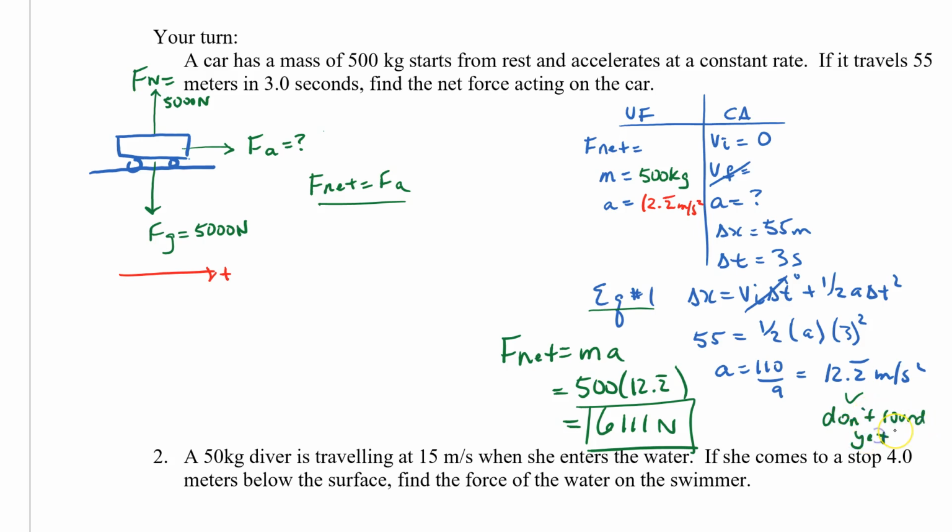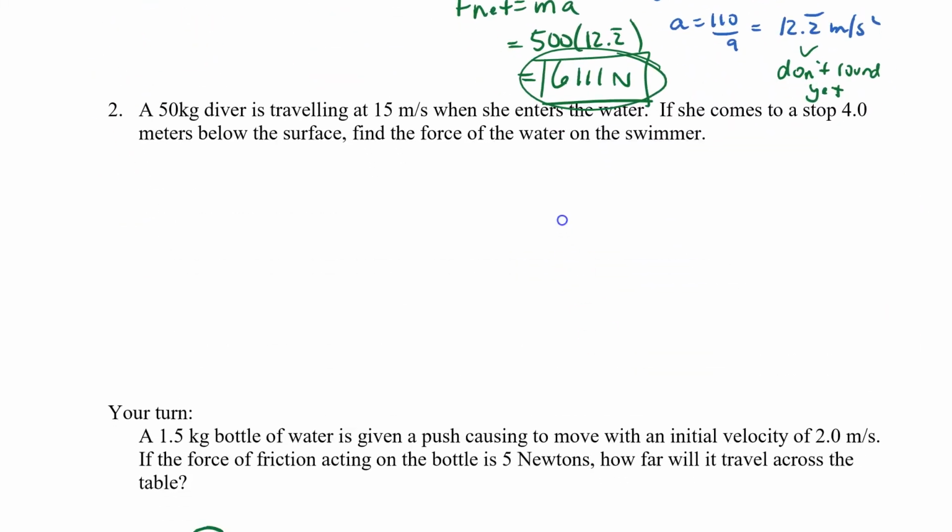Just keep all that. And now, so this went into here, 12.2 repeating. I can put that in there. And so that got copied over to our other side. And now we got our Fnet equals ma lined up. Multiply that out and I get 6,111 newtons. Excellent. Okay, let's take a look at number 2 here.